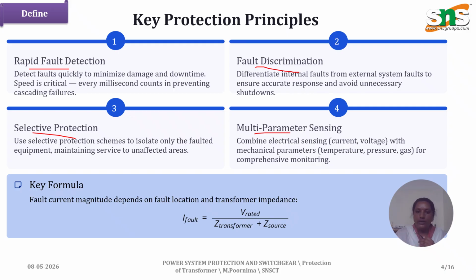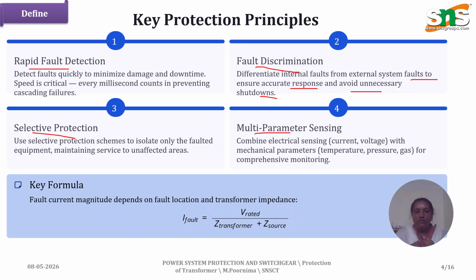Coming to fault discrimination: differentiate internal faults from external system faults, ensuring accurate responses and avoiding unnecessary shutdowns. Selective protection uses selective protection schemes to isolate only the faulted equipment and maintain service to unaffected areas. And multi-parameter sensing is a combination of electrical sensing like voltage and current with mechanical parameters like temperature, pressure and gases for comprehensive monitoring.